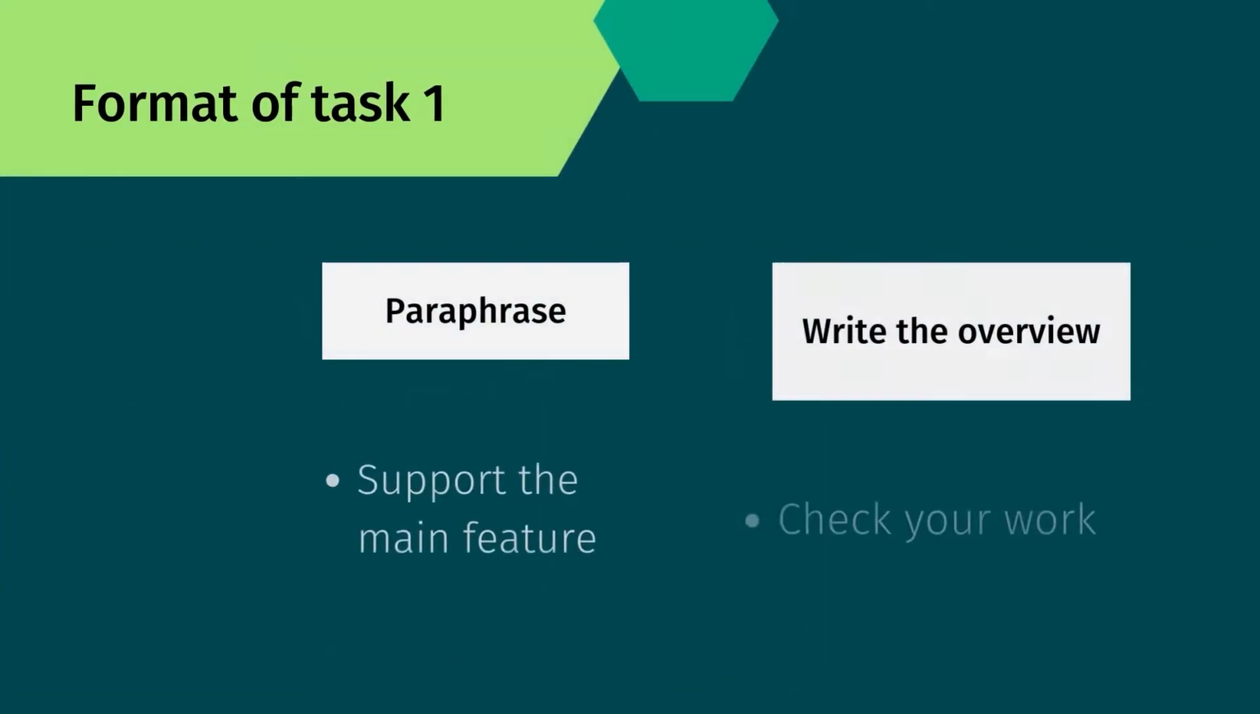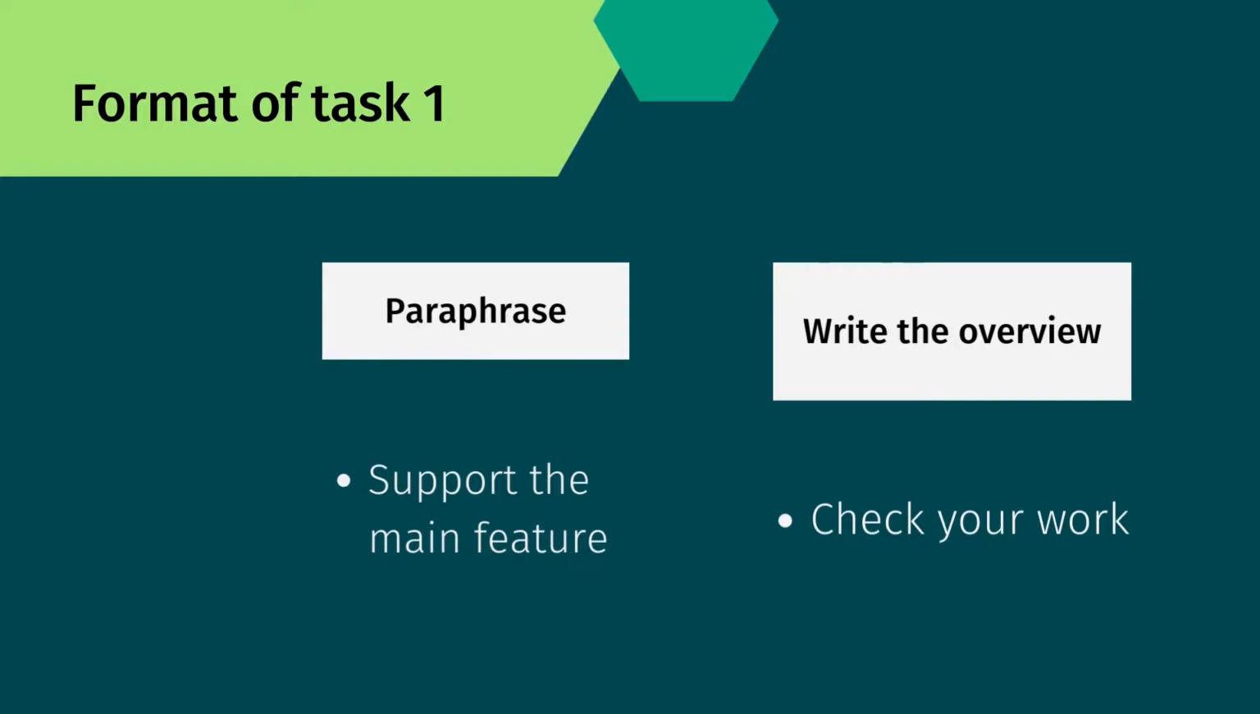Now let us talk about the format of task 1. We have to make 4 paragraphs in task 1. In the first paragraph, we have to do paraphrasing. Paraphrasing means we have to use synonyms of the question, and in the second paragraph, we have to write the overview. And we have 2 main paragraphs, that is BP1 and BP2. In BP1, we have to support the main features, and in BP2, we have to also support the main features, and the last step is that you have to check your work.